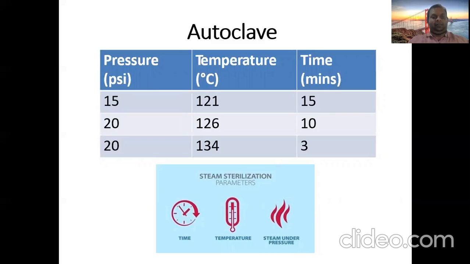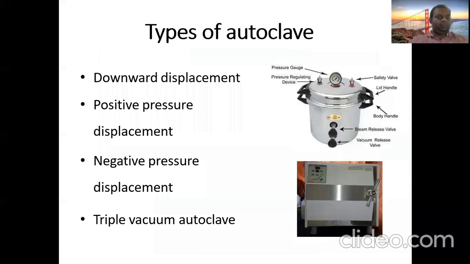Earlier, dry heat. So we use 15 pascal to create 121 centigrade; 15 minutes will be enough. 126, 10 minutes. 134, 3 minutes will be enough. So I think you remember Boyle's equation: when the pressure rises, boiling temperature also rises. Here we are using water, boiling water.